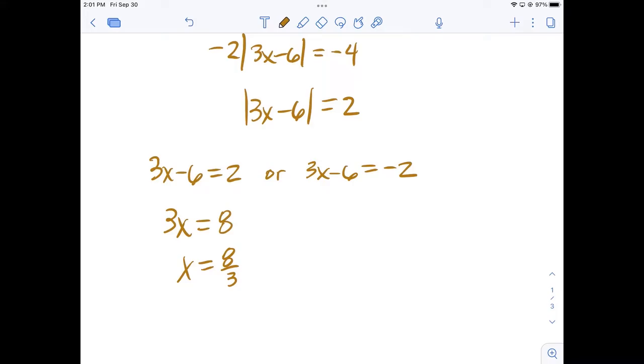Did y'all get 8 thirds? Yes. Did y'all get 8 thirds over here? Oh, because you did it in your head. Hey, if you do it in your head and you get it wrong, then just go back to doing it not in your head. I'd rather you get it right than get it wrong. Okay? And this one is 3x equals 6 minus 2. I'm adding 6 to both sides, so 6 minus 2 is 4. And I divide through and I get 4 thirds.